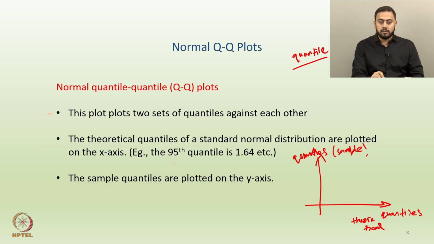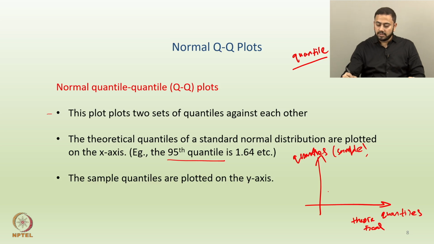For a standard normal distribution all the quantiles are fixed numbers. For example, the 95th quantile is 1.64 and so on. For every possible quantile, let us say 95th, 98th, 99th or 88th, you have a fixed number because the distribution is known, standard normal. On the y axis we plot the sample quantiles, which come from the data that you are analyzing, and on the x axis you plot the theoretical quantiles assuming some distribution.